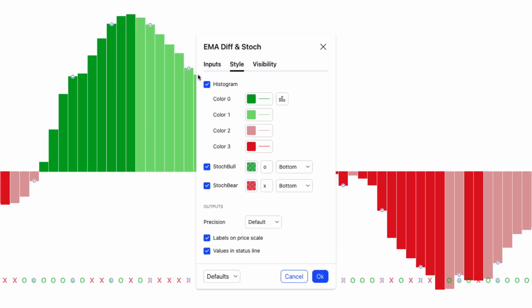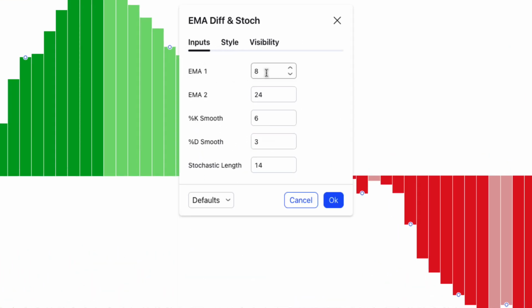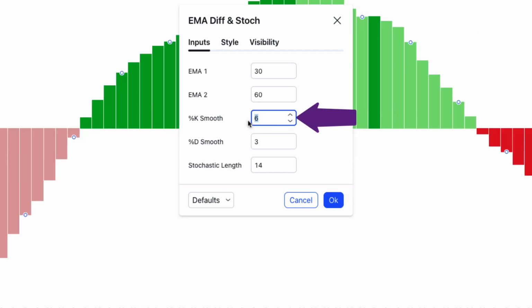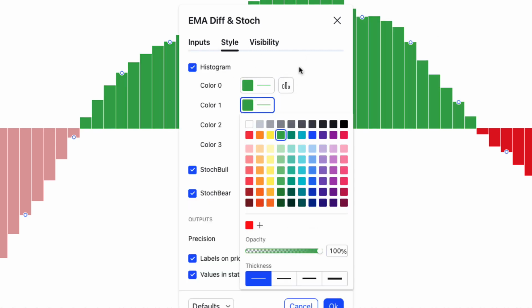Now go to the gear icon and first, in the Input tab, we can see here EMA 1, change 8 to 30. Now EMA 2, change 24 to 60. Next, %K smooth, we change 6 to 8. And %D smooth, 3 to 6. Stochastic length, 14 to 21. Now move to the Style tab and adjust the histogram color, we can see here now.